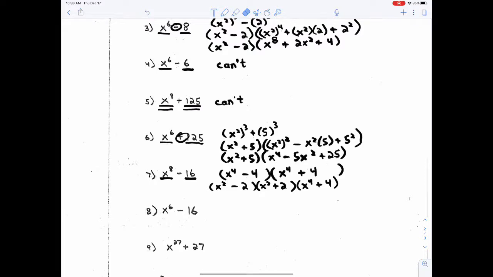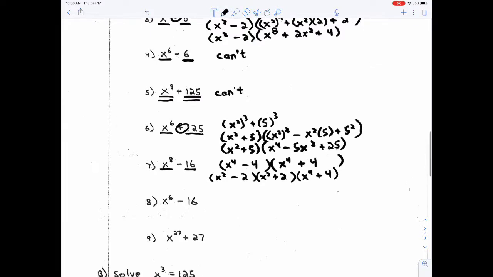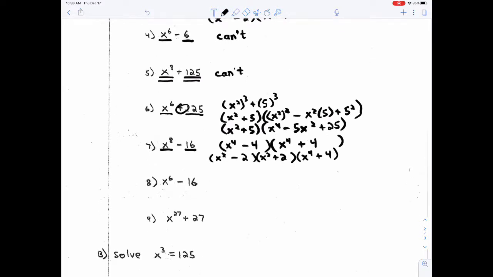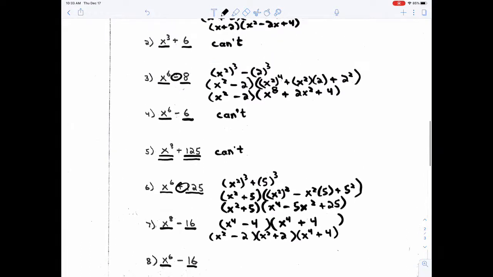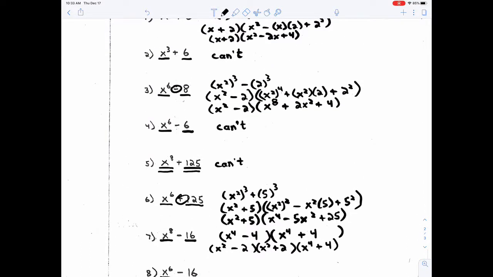Okay? All right. x to the 6th minus 16. Well, this is a square, and this is a square. Remember, x to the 6th can be either a square or a cube. So if you're looking up here at example 3, notice it was a cube. Why did I treat it as a cube? Because the 8 was also a cube.